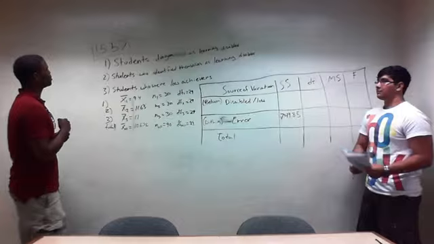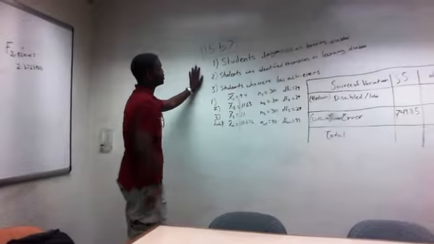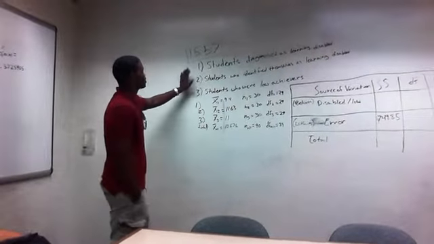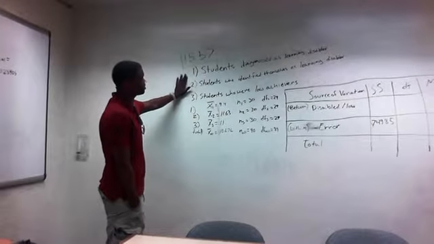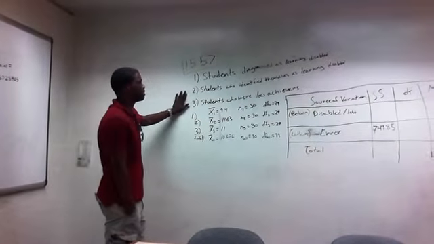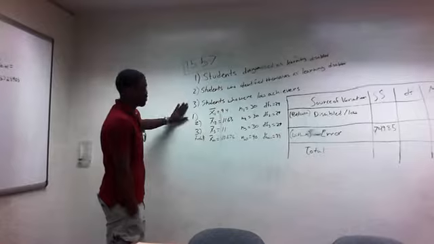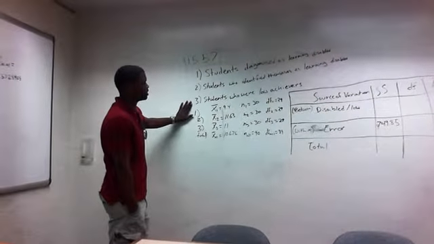The question we chose was 15.57. In the question, we were given three different groups. The first group, students diagnosed as learning disabled. Second group, students who identified themselves as learning disabled. And the very last group, students who were low achievers.